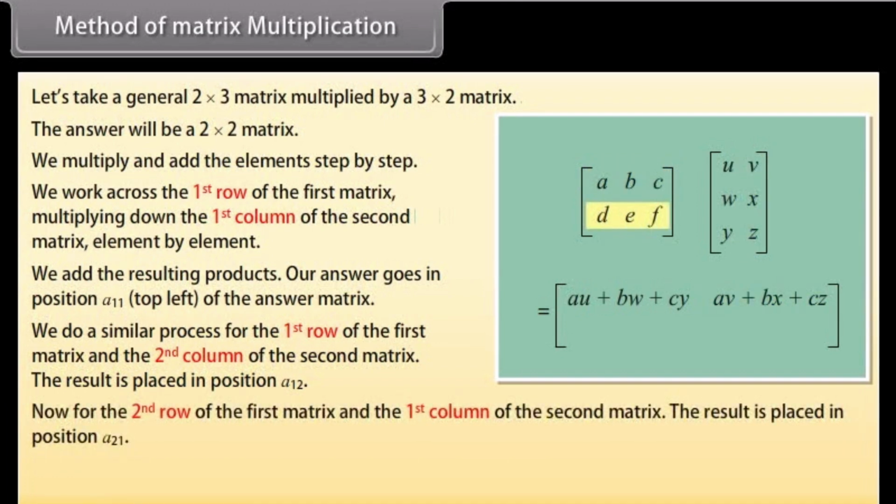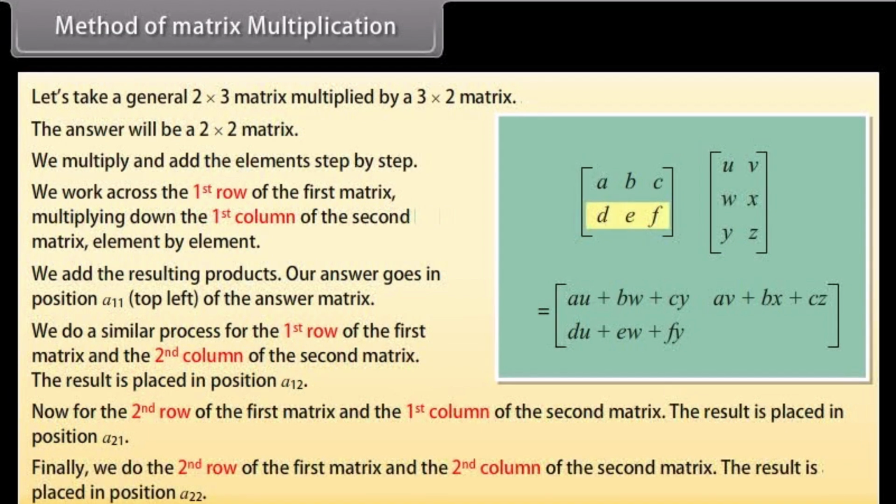Now for the second row of the first matrix and the first column of the second matrix, the result is placed in position A21. Finally, we do the second row of the first matrix and the second column of the second matrix. The result is placed in position A22.